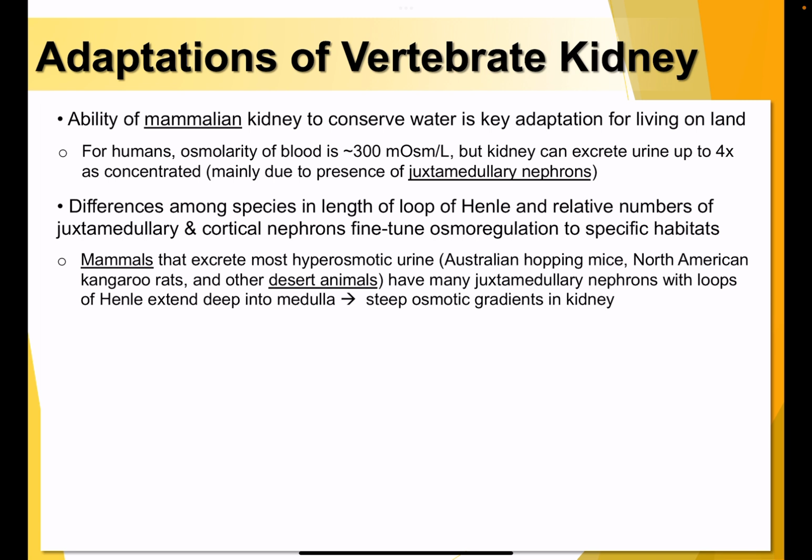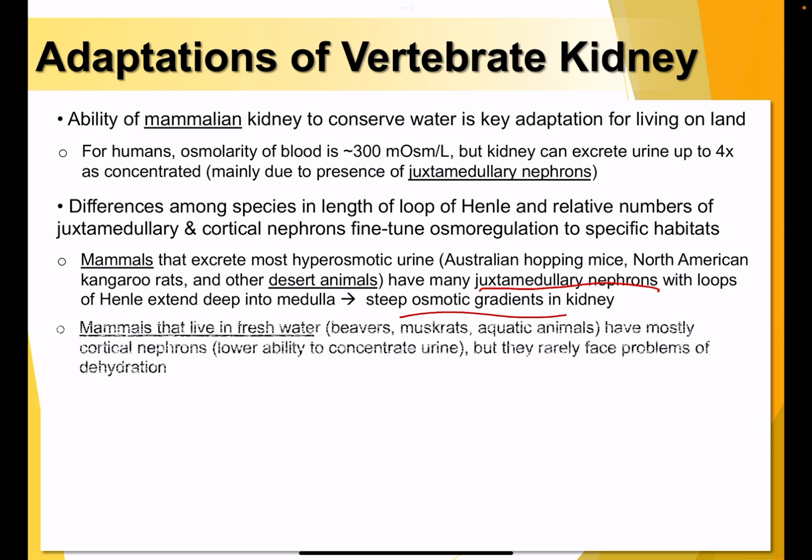The mammals that excrete the most hyperosmotic urine, as I already said, are Australian hopping mice. There are also North American kangaroo rats and other desert animals. That's a common thing about these guys: they live in the desert, don't have access to a lot of water, so they have a lot of juxtamedullary nephrons, with loops of Henle extending even deeper into the medulla than humans do. That's why they can reabsorb a lot of salt and water, and so they have very steep osmotic gradients within the kidney, thousands and thousands of units at the bottom probably.